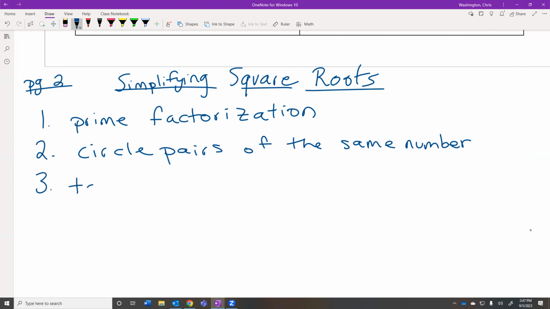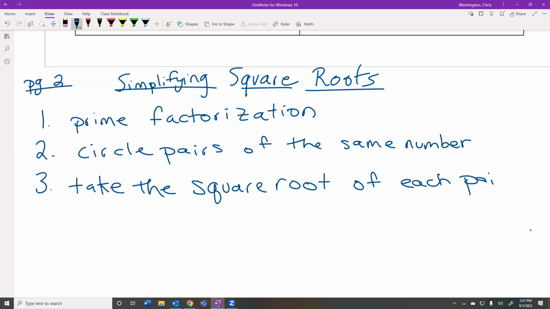And number 3, we're going to take the square roots of each pair. And this will all make sense when we do an example in just a second.